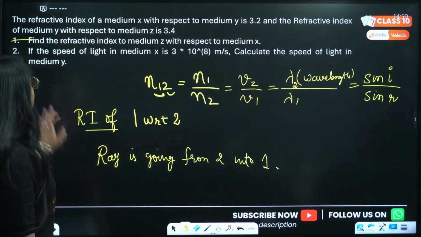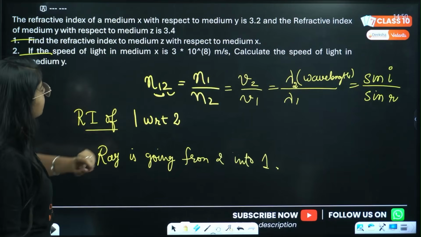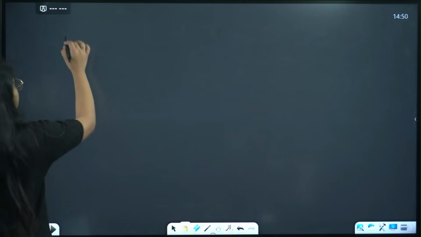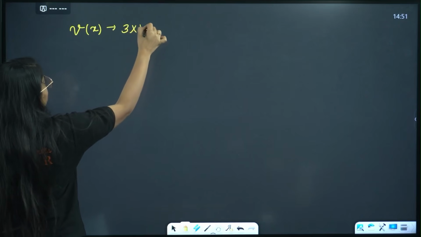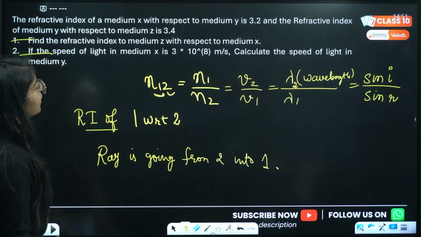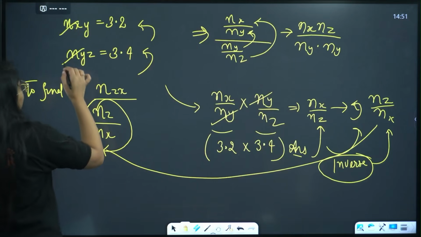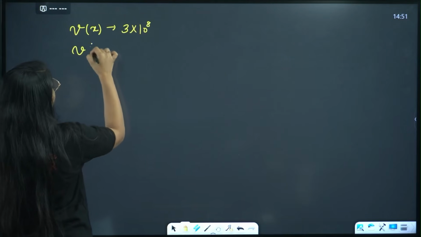Now what else? If the speed of light in medium X is 3 into 10 raised to power 8, calculate the speed of light in medium Y.